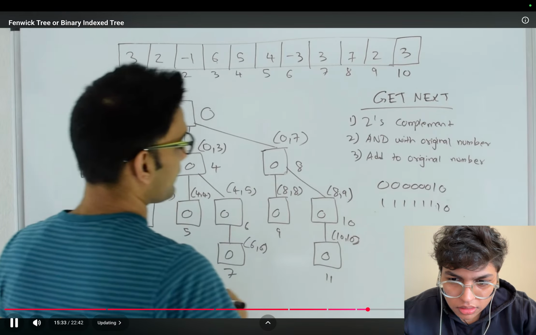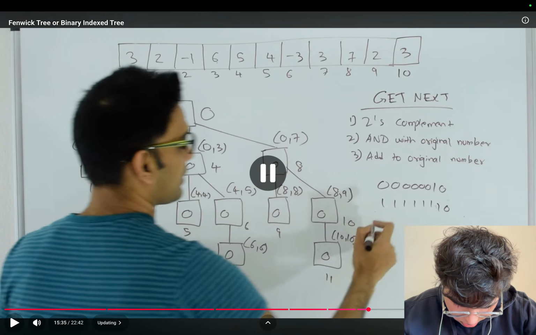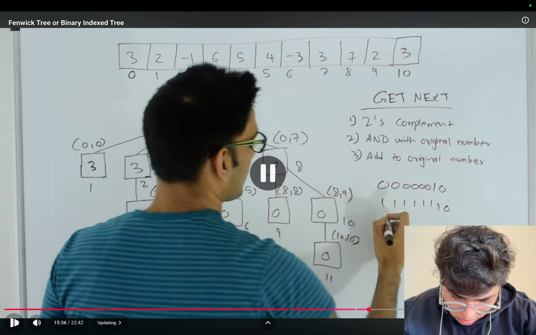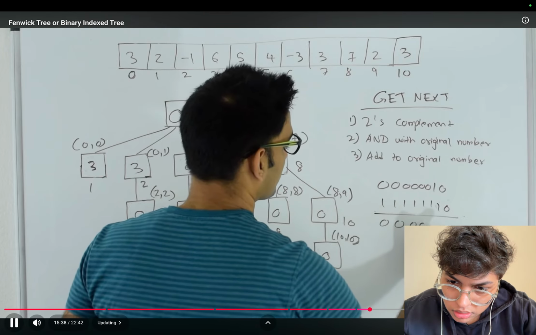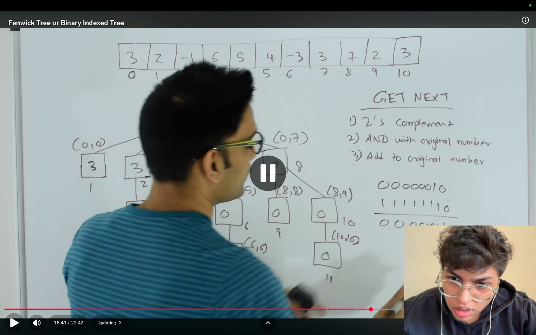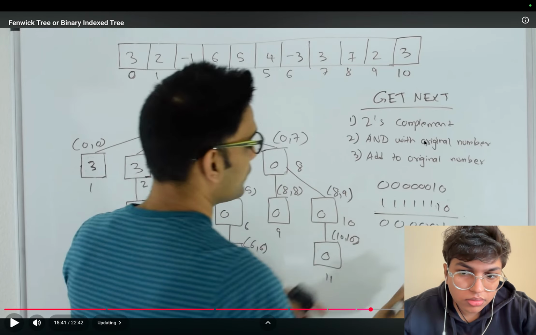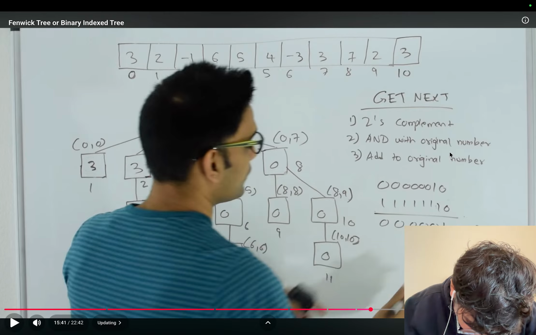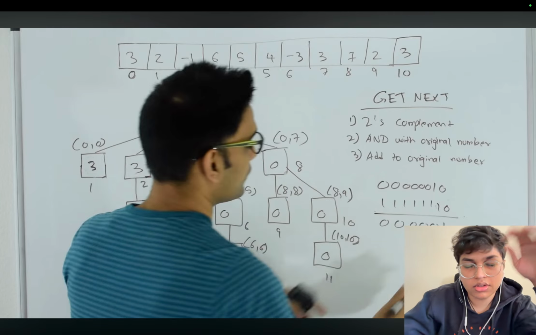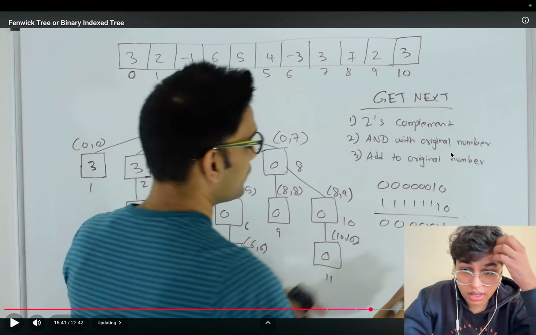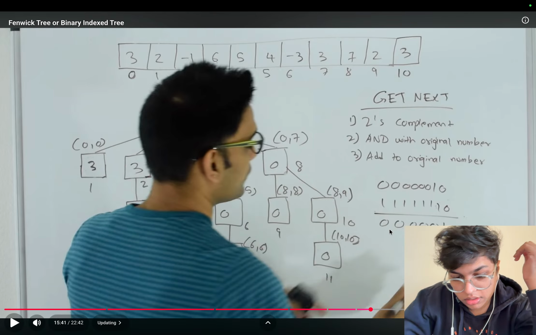If we AND it with the original number, this becomes 2 again. 0, 0, 0, 0, 0, 0, 1, 0. So this is 2. Add to original number. Okay, so we do plus 2 here, which will give us 4. Add to the original number, not add 1, but add 2 to the original number. Okay.